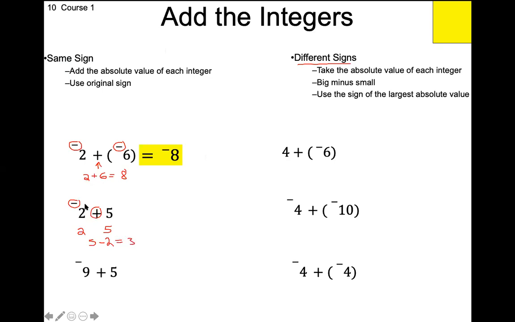We go back and we ask ourselves, did we have more negatives or did we have more positives? And it's kind of like that coin method, right? We got more positives than negatives, so therefore the answer is positive 3.